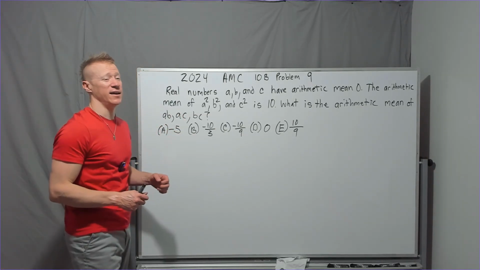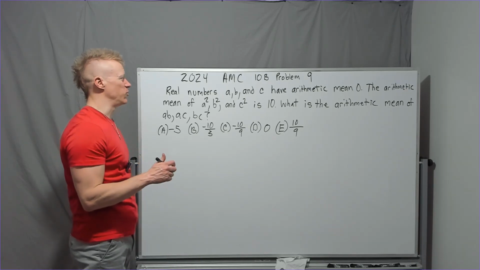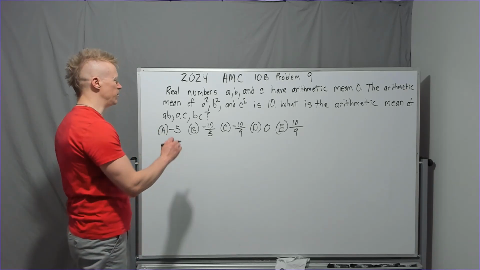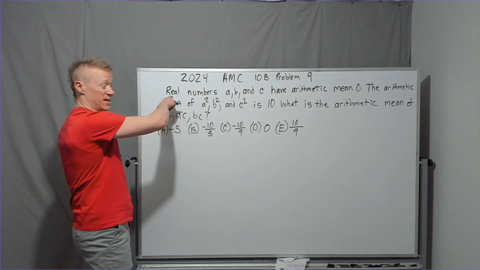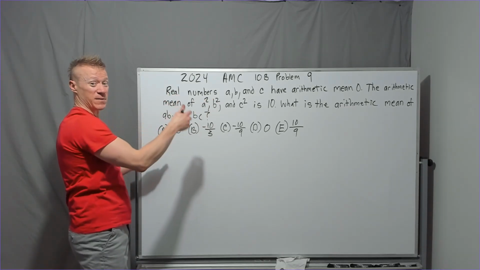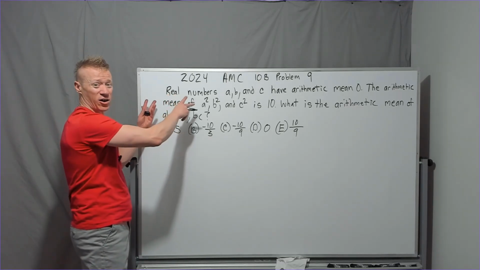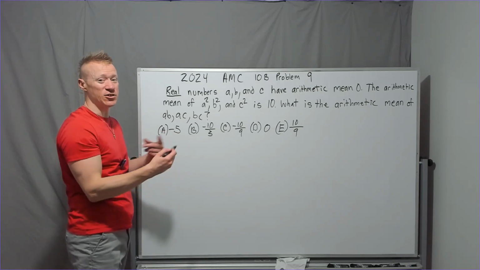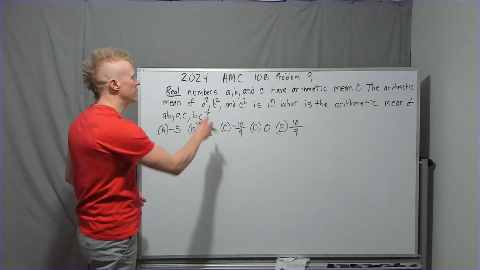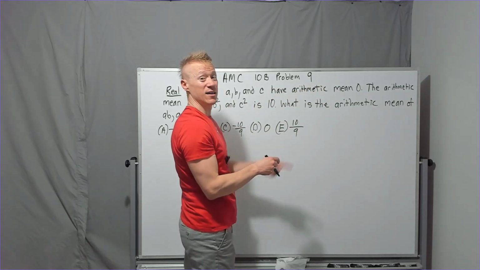Okay, now for problem 9 of this 2024 10B rapid fire set, which is again what I call my group of 5 problems. Real numbers, pause and take note of it being real. That might help later. It actually doesn't in this case, but we don't know what they are, but you always want to observe things like that, maybe underline it in case you need to use it for your reasoning as you go through. Real numbers A, B, and C have arithmetic mean 0.